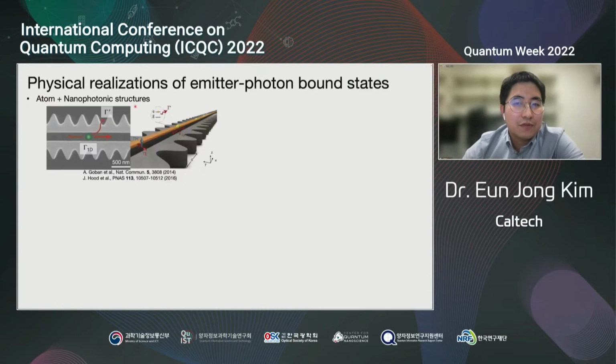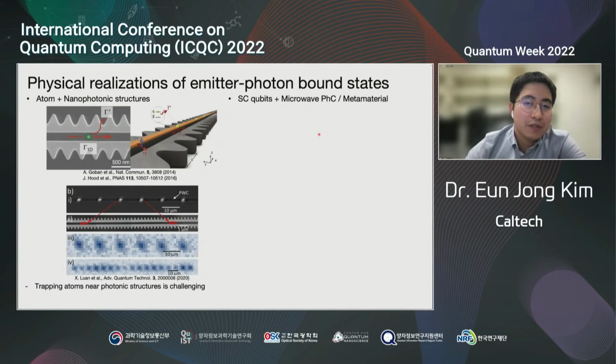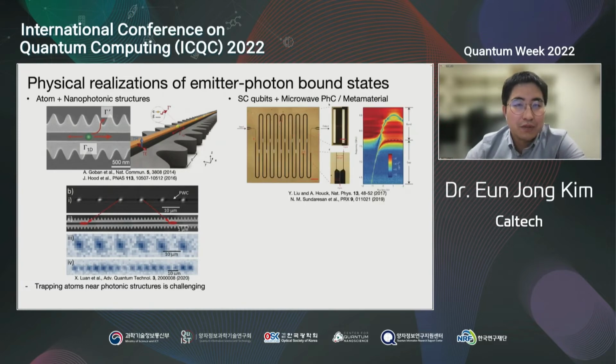And this concept was first experimentally investigated in a system of atoms interfaced with nanophotonic structures, such as a photonic crystal waveguide. However, this approach suffers significantly from technical difficulties associated with trapping atoms near photonic structures, only allowing for basic characterization. This was followed by realizations in superconducting circuits, where such trapping overhead is non-existent. In particular, qubits were coupled to arrays of on-chip microwave transmission lines, which is a microwave analog of the photonic crystal.